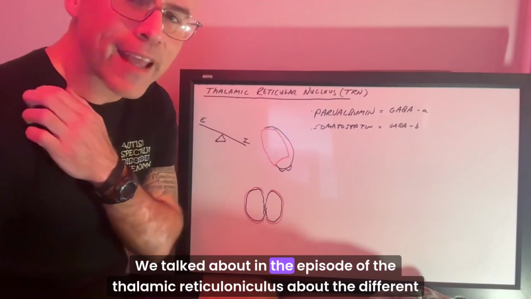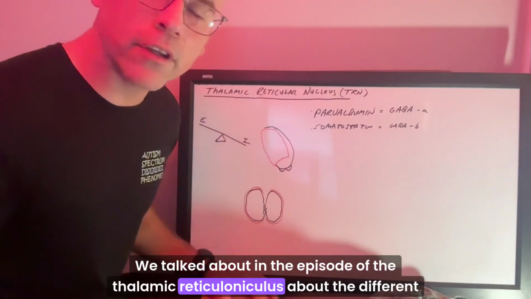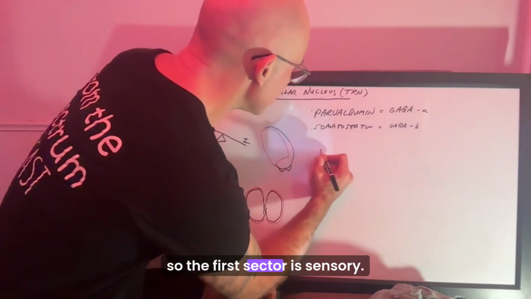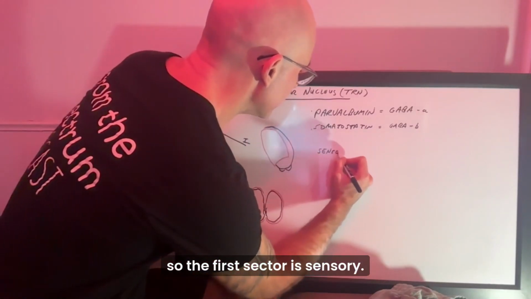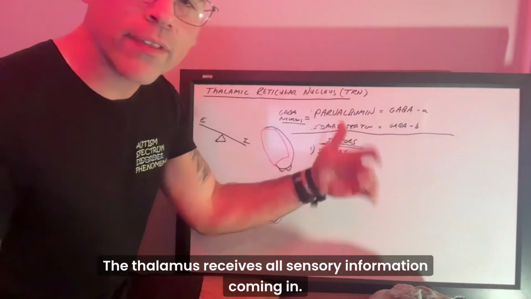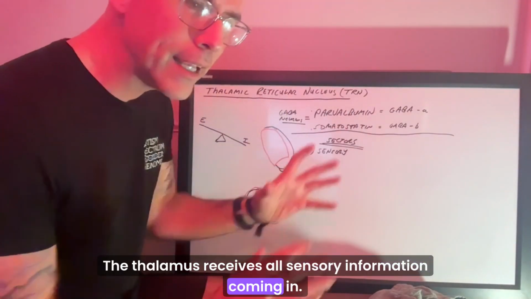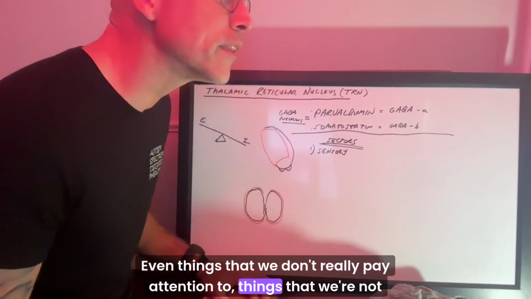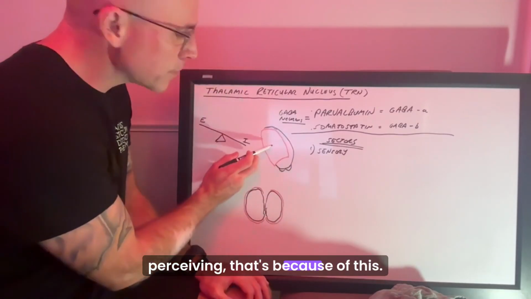We talked about in the episode of the Thalamic Reticular Nucleus about the different sectors. Okay, so the first sector is sensory. The thalamus receives all sensory information coming in, even things that we don't really pay attention to, things that we're not perceiving. That's because of this.